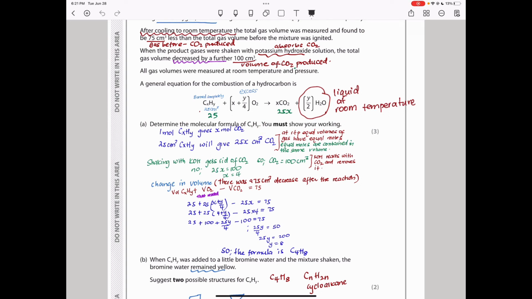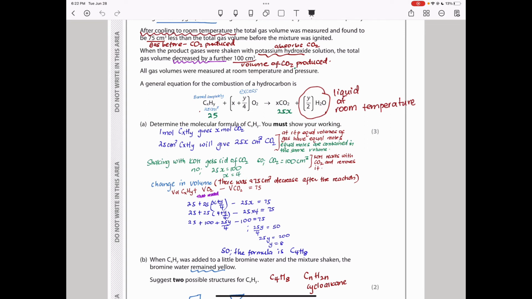So one thing we can see here is 1 mole of this produces x moles of carbon dioxide. And since we are working at RTP, we know that equal volumes of gases will have equal number of moles. So 25 centimeters cubed of the hydrocarbon should produce 25 times x centimeters cubed of carbon dioxide. That is guaranteed. However, after they used potassium hydroxide, we saw that the volume decreased by 100, meaning the volume of carbon dioxide was 100. Therefore, 25x is equal to 100, as you can see here. And therefore, we can find the value of x as 4.